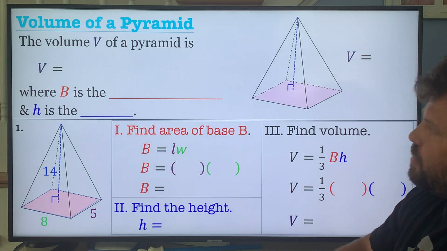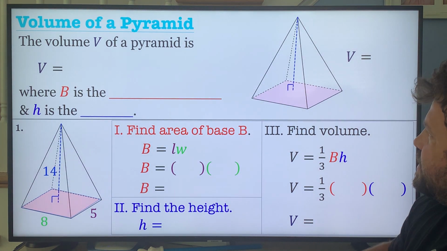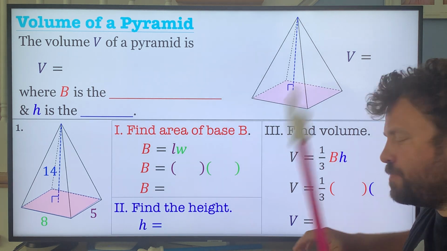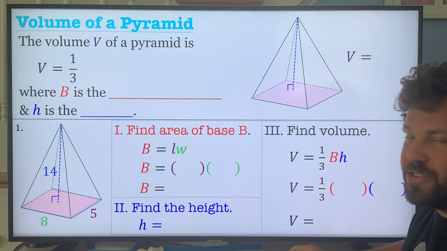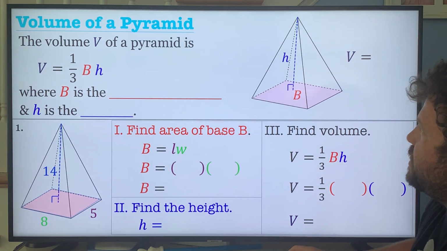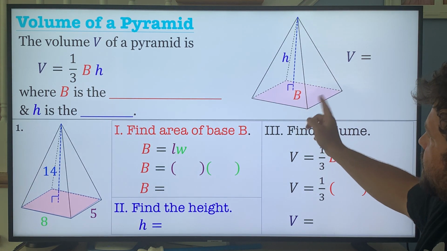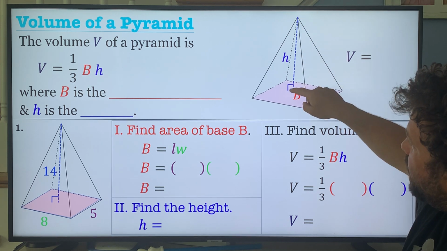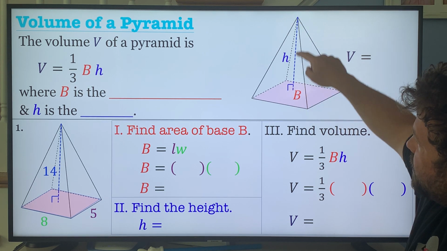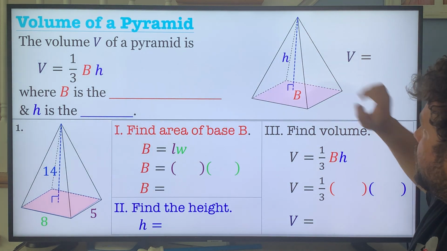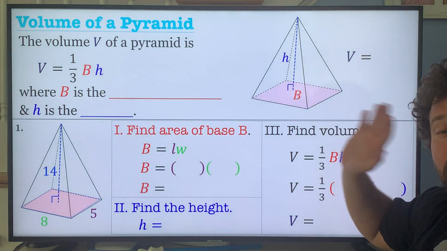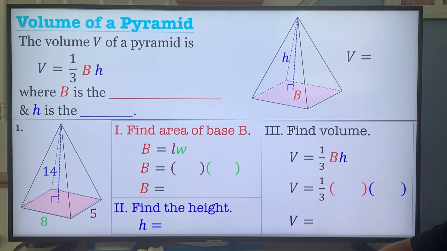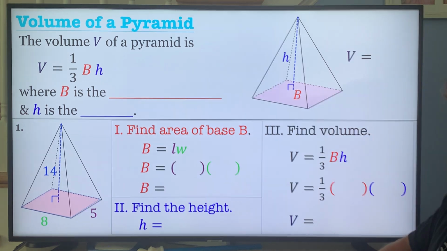Volume of a pyramid. The volume V of a pyramid is... any ideas? Take a guess. If you said 1/3 of base times height, you were correct. The base is the side opposite the apex. As we said before, the height makes a 90-degree angle with the base and goes to the apex. All the other sides are triangles. Those are only needed for surface area, where you would need slant lengths, but we're not doing surface area at this time.